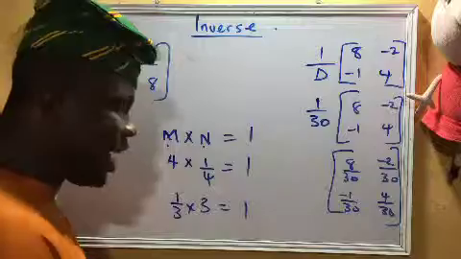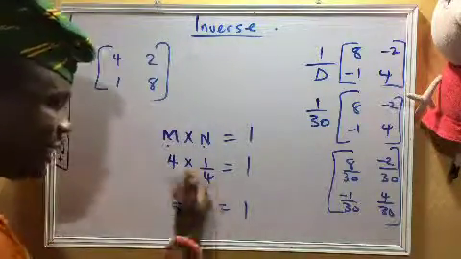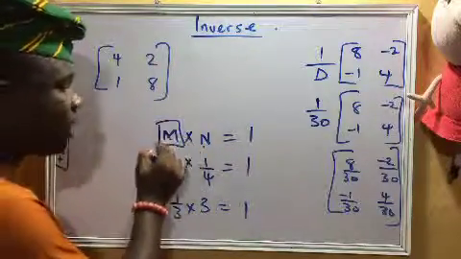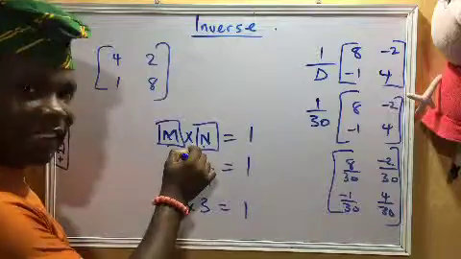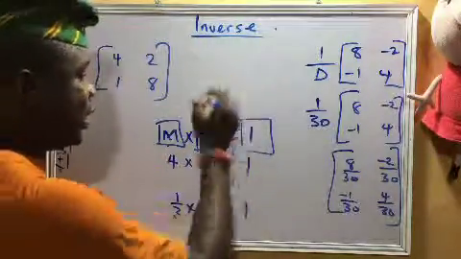So a number times its inverse, now we're talking about the multiplicative inverse, will always give you 1. So in matrices, a matrix times its inverse will give you the identity matrix. Now remember the identity matrix, what's the identity?